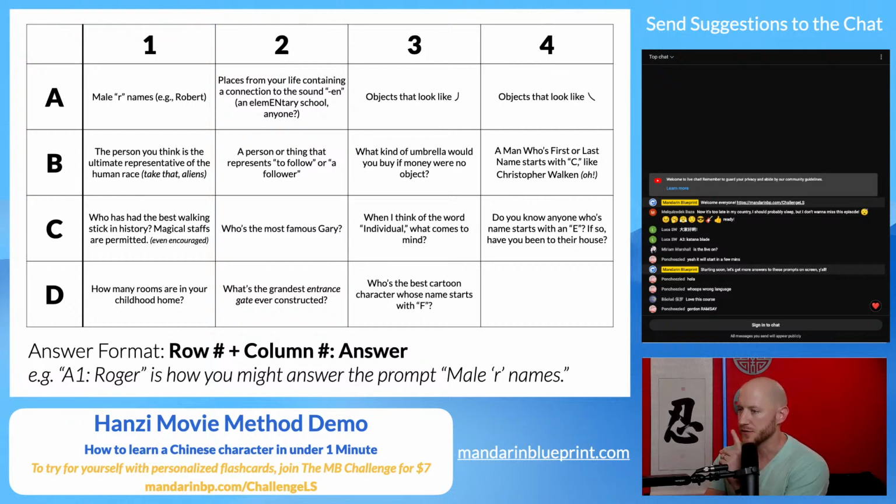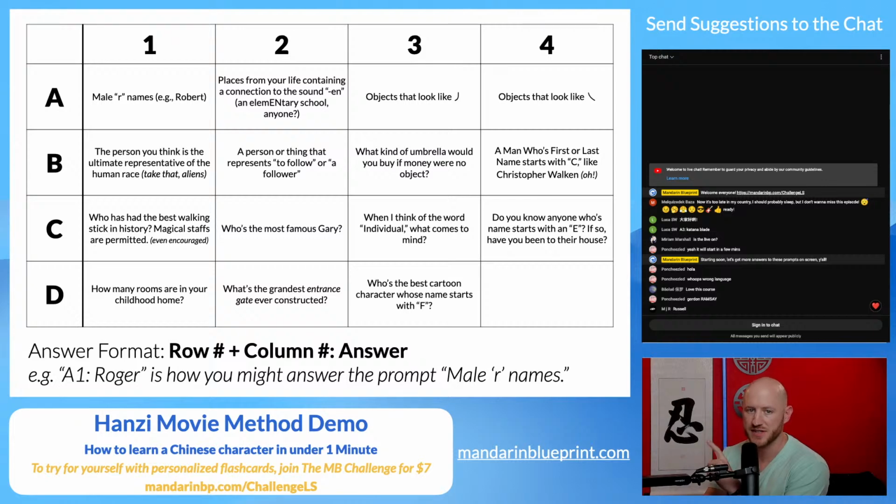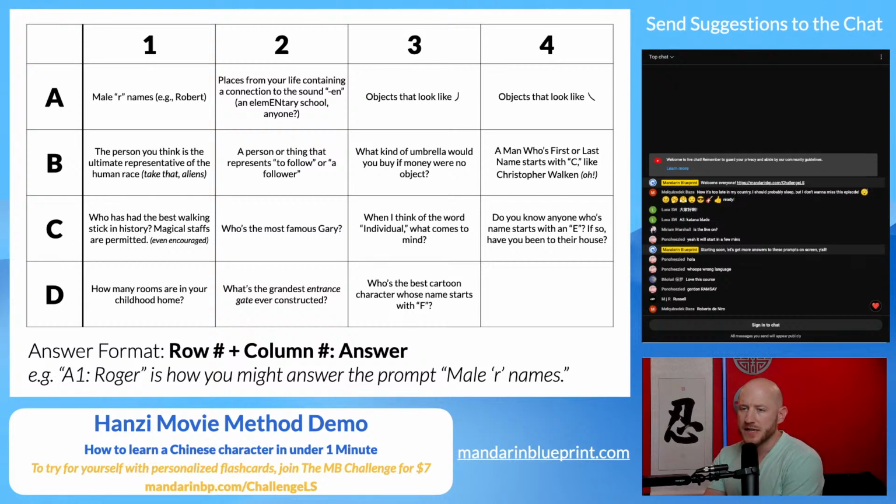Let's look at A2 here. This is places from your life containing a connection to the sound EN. For example, you might have an elementary school, and the "elementary" is what you do to link to the sound of EN. I'll explain why we're doing this in a minute. Is there any type of place you can think of where EN connects? If you can't think of anything, just go with your elementary school. I'm going to put in Hatfield Elementary, because that's where I went to elementary school, in Hatfield, Pennsylvania.